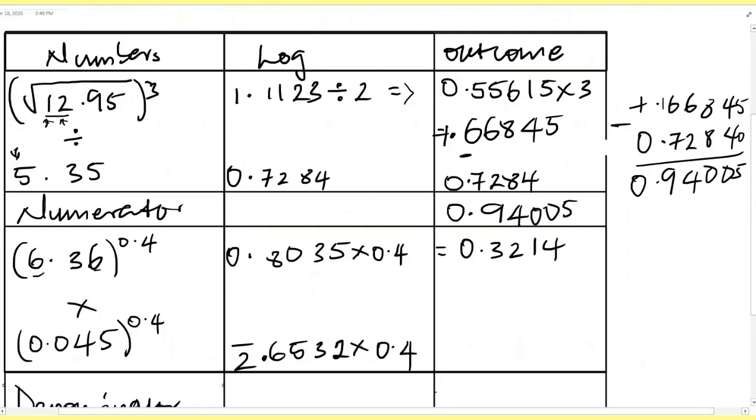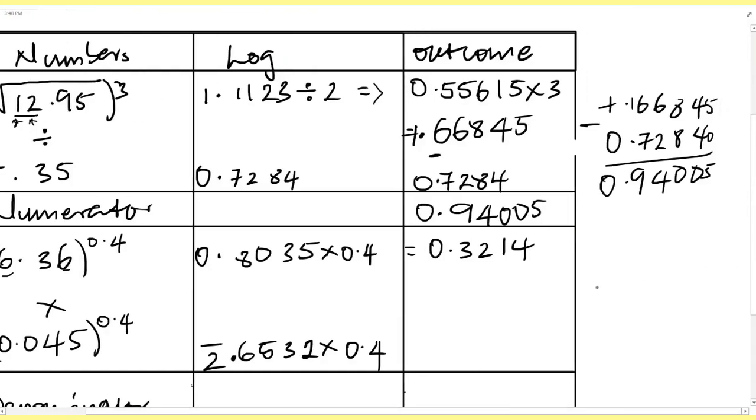So this is where the issue is. This is where a lot of my students were complaining that they couldn't maneuver this part because this looks somehow different. All right, so let's do it together. So we have bar 2.6532, and we're supposed to multiply by 0.4.